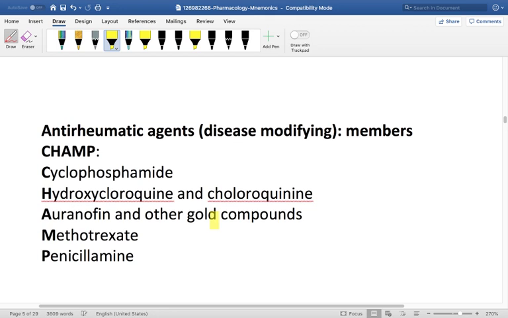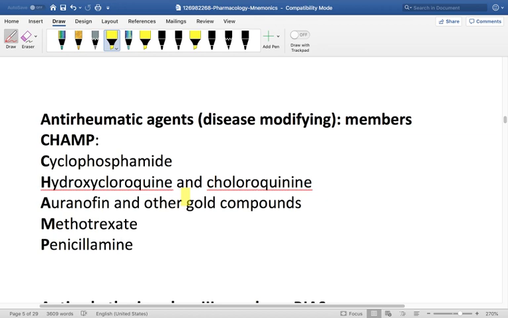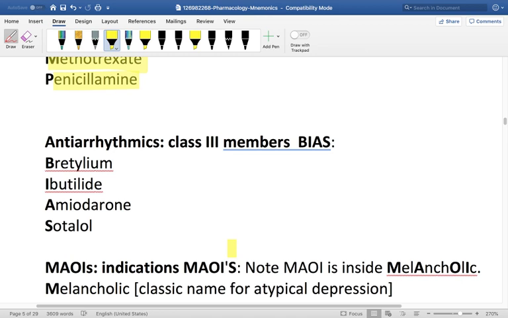Now, what are the disease-modifying members in the anti-rheumatic agents? Remember, CHAMP: cyclophosphamide, hydroxychloroquine, auranofin, which is gold, methotrexate, penicillamine. These are all called DMARDs, that is disease-modifying agents.